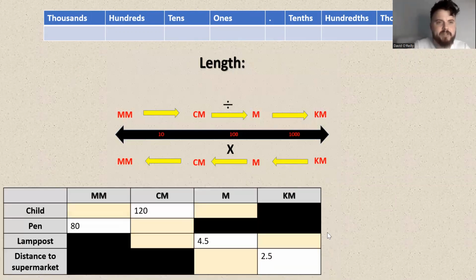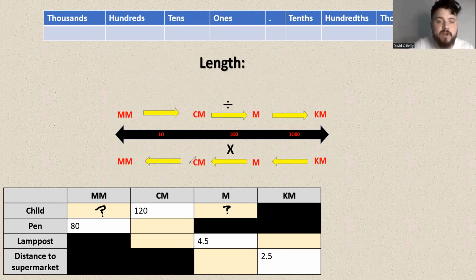Here are some questions. I am told that a child is 120 centimeters, right? But in the millimeter box, it's empty. And in the meter box, it's empty, right? So I need to fill in those 2 boxes. I need to find out what a child is in millimeters and what a child measures in meters based on the fact that the child measures 120 centimeters. How do I do this?